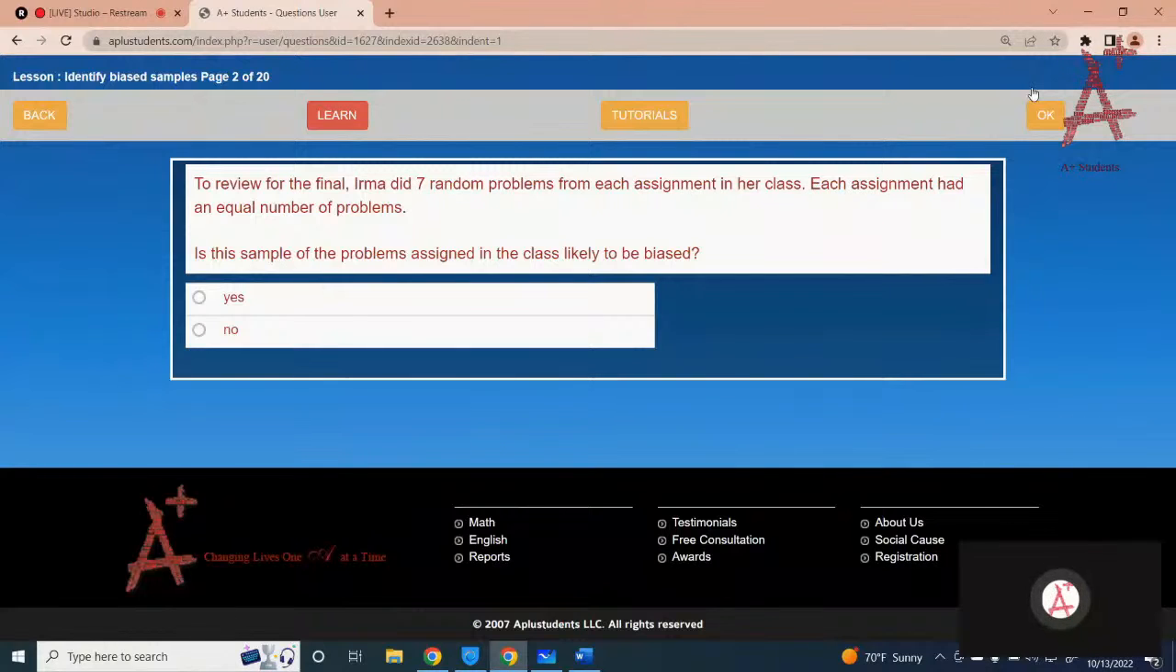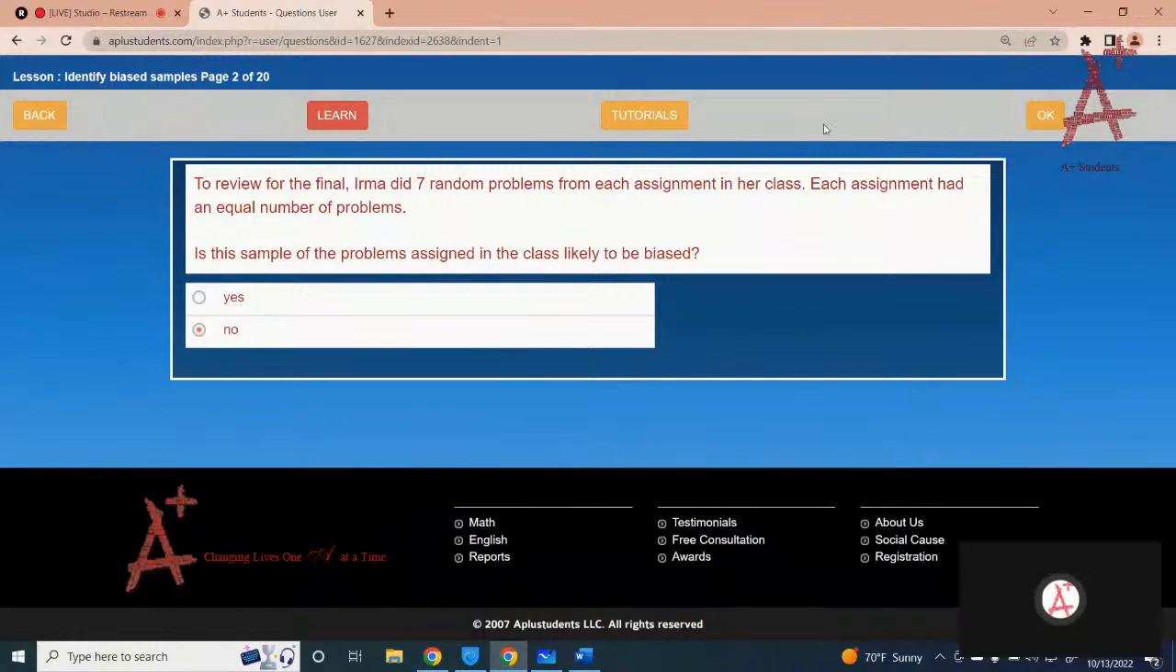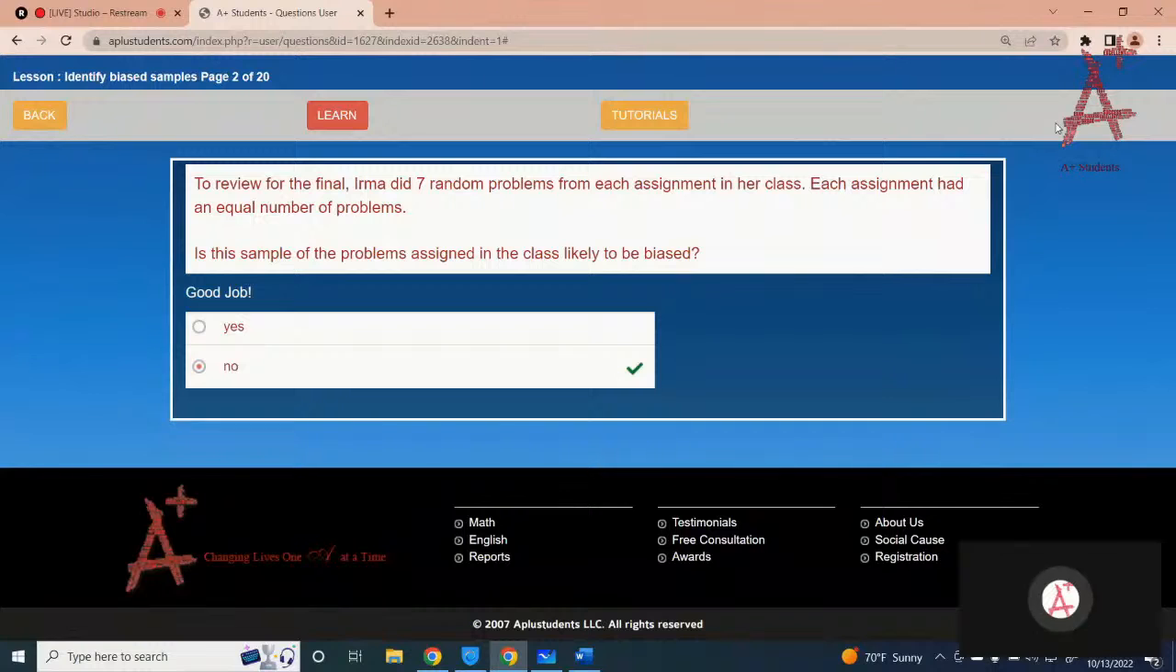No, because he did 7 random problems and he has to select equally out of all the problems. So that means it is not biased data, because Irma divided the problems into equal sized groups by assignment and then chose an equal number of problems from each assignment. Got it? So that means it is not biased data. It is representative data. The data is represented in the groups. So the answer is no. Got it?